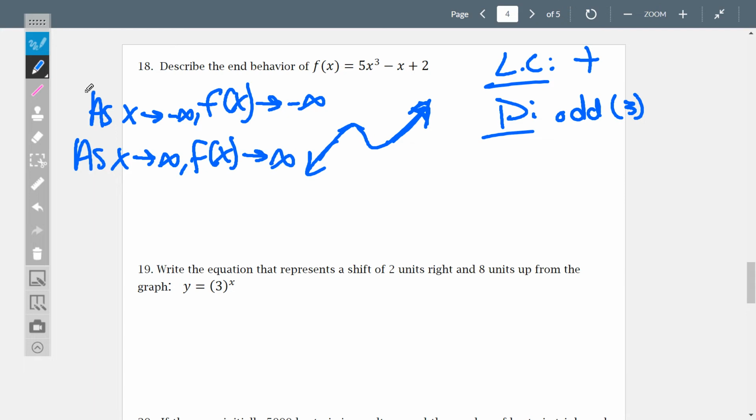So down on the left side, that's what this means. Down on the left, whoops, actually I did that backwards. On the left side, this goes down, is what this says. On the right side, this goes up, which is what this part says. And that's our end behavior.